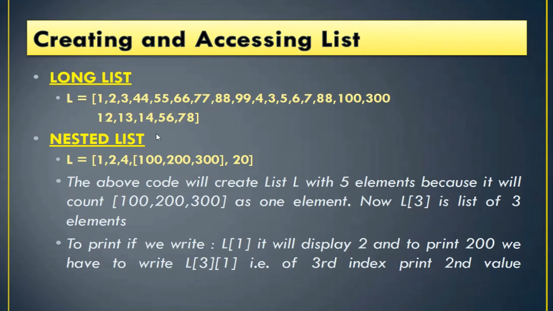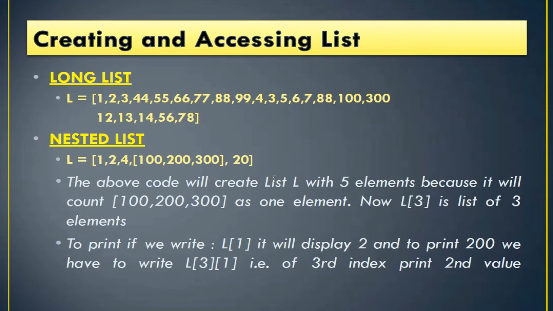Next is nested list, means a list comes under the list. Now 1 to 4, and under the 4 the second list comes, like 100, 200, 300, and then 20. So if we count, what happens? Like this is L, stored as L0, then L1, L2, and so on. We started with 0, 1, 2, and under index 3 the 100, 200 and 300 are stored, and then 4.